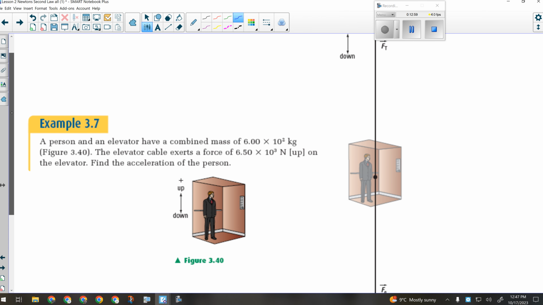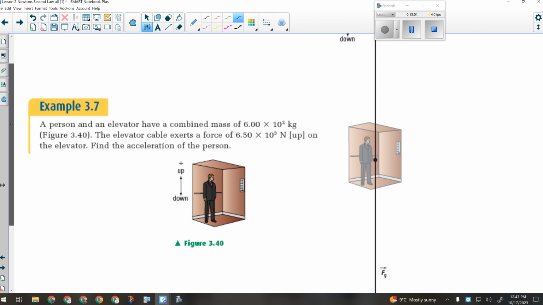Okay, we're going to look at elevator questions. Elevator questions are a very typical type of question in Newton's second law. So I'd like you to write down this example question, label it elevator question, because elevator questions come up all the time.